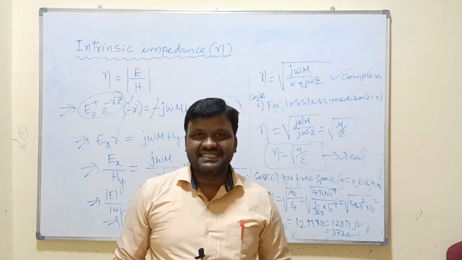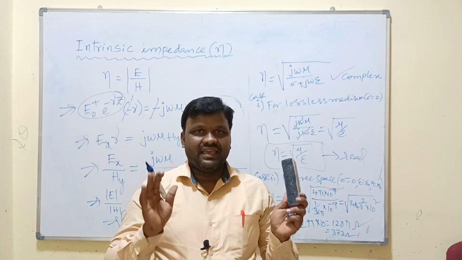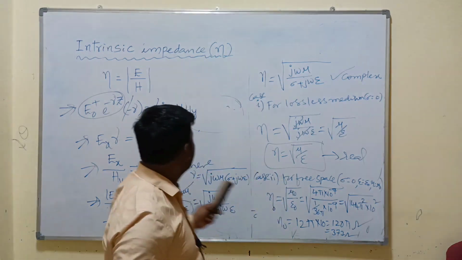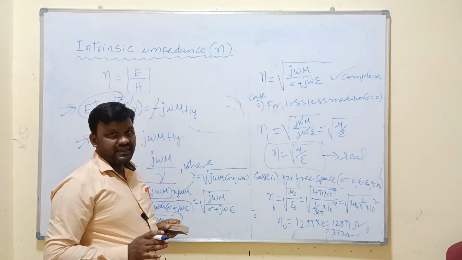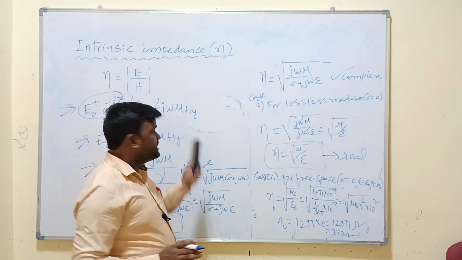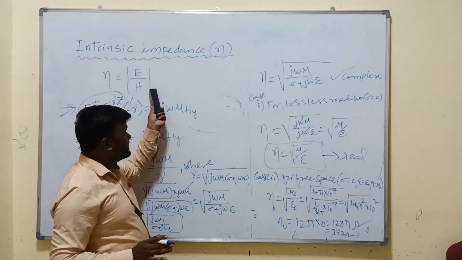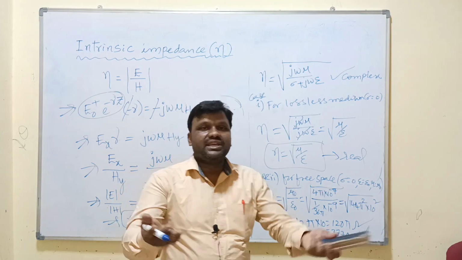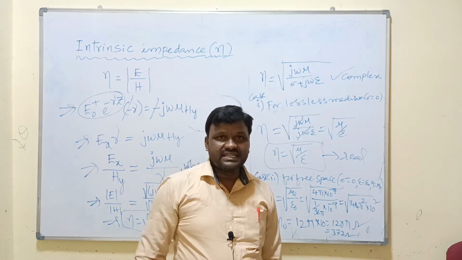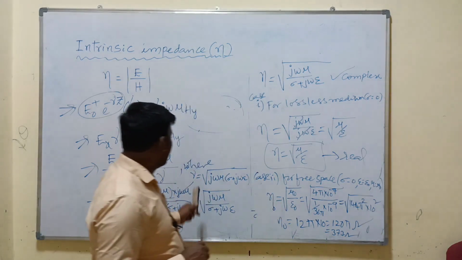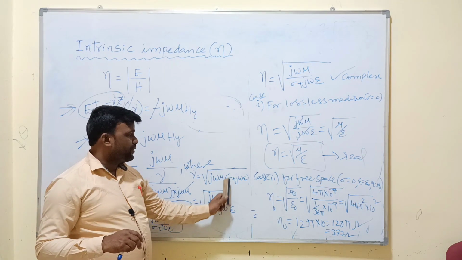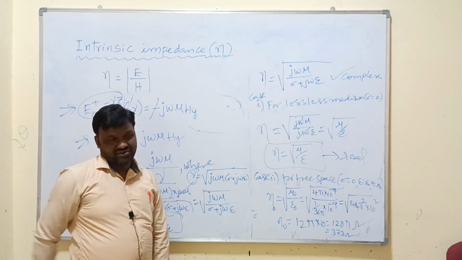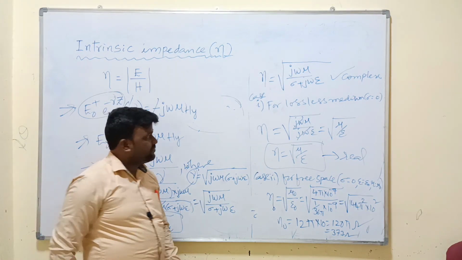Okay, in this video lecture we derived intrinsic impedance. What is intrinsic impedance? It is defined as the ratio of electric field intensity to the magnetic field intensity. Of course, we have to take the magnitudes. In order to derive this expression for intrinsic impedance, we need to use the wave equation. What is the wave equation? Del square E equal to gamma square E. What is gamma? Gamma value is under root j omega mu into sigma plus j omega epsilon. This gamma is known as propagation constant.